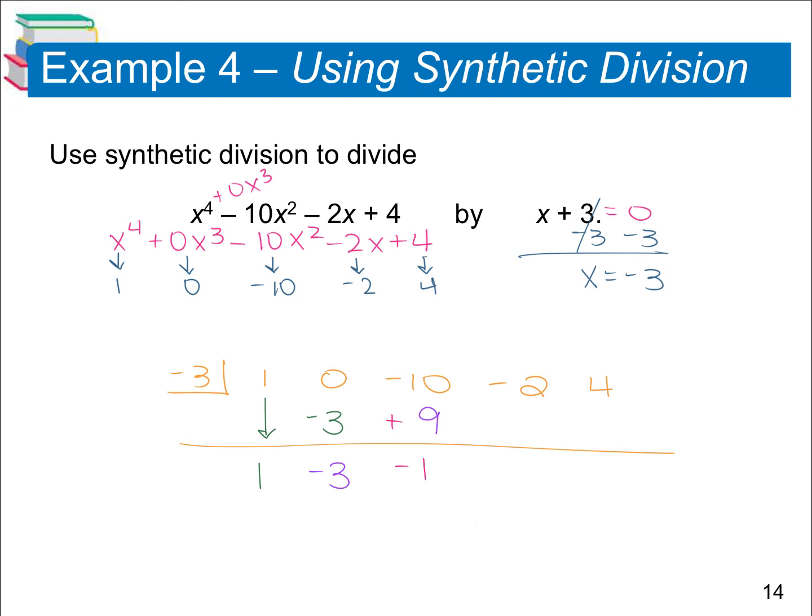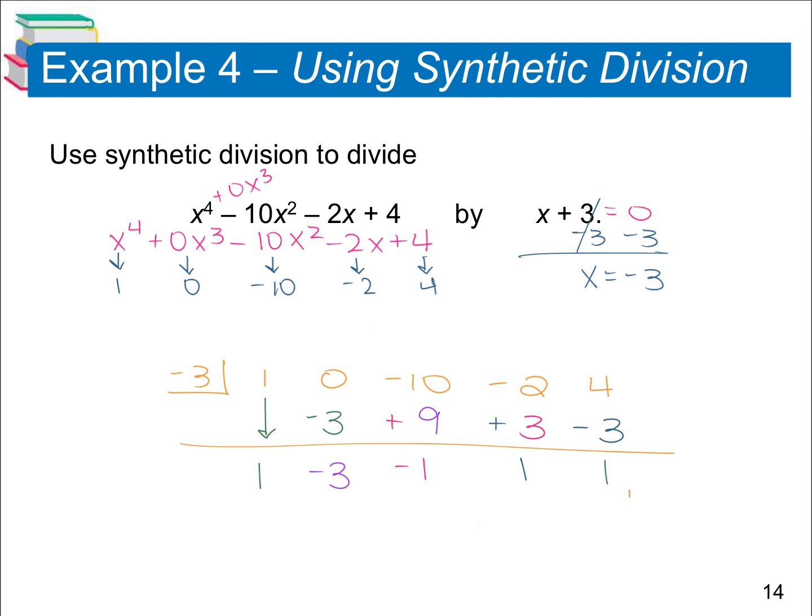-1 times -3 is a positive 3. Put that underneath the -2 and add with that. 3 minus 2 is 1. 1 times -3 on the outside is -3. Put that underneath the 4 and add those. 4 minus 3 is 1.